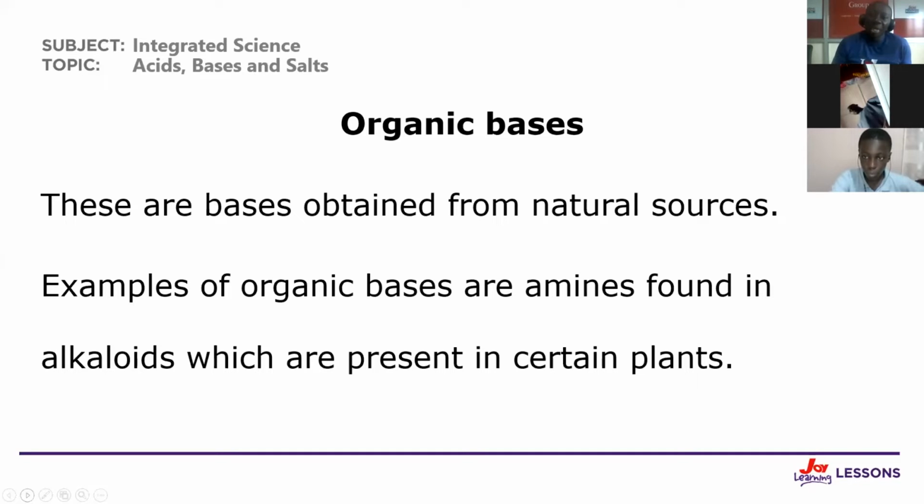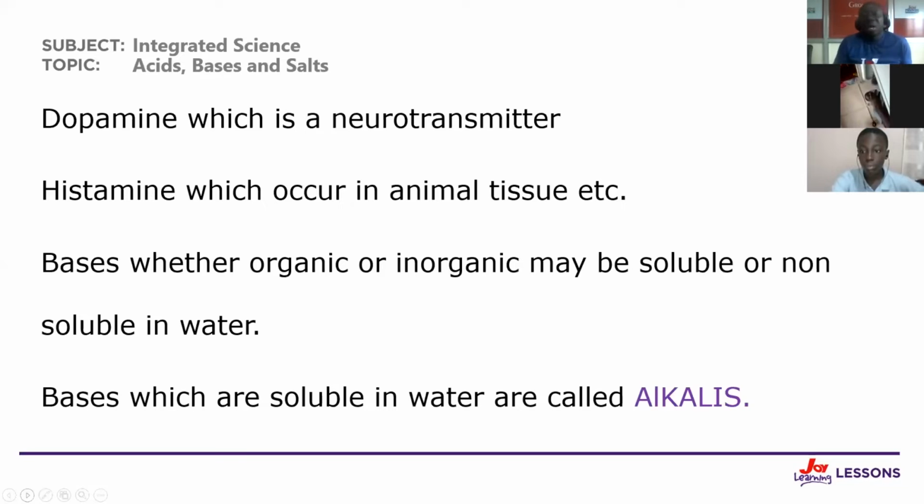So ammonia, we said, can be obtained from the decomposition of animals and plants. Okay, so we move on to other forms of bases. What about dopamine, which is a neurotransmitter?